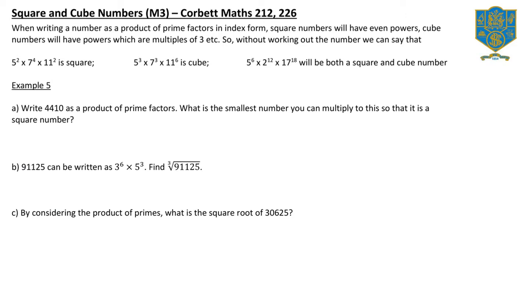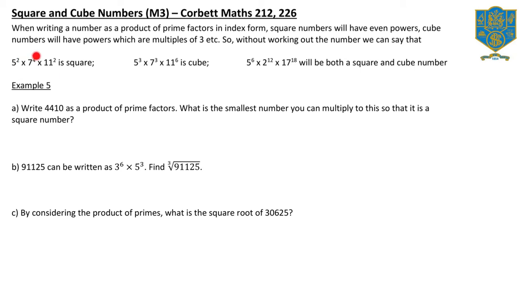So we can use this product of prime factors for working out square and cube numbers. When we write a number as a product of prime factors in index form, for square numbers, each factor will have even powers. Cube numbers would have powers that are multiples of 3, and so on. So if we're looking at 5 to the power of 2, the 5 has an even power, 7 to the power of 4 has an even power, and 11 to the power of 2 has an even power.